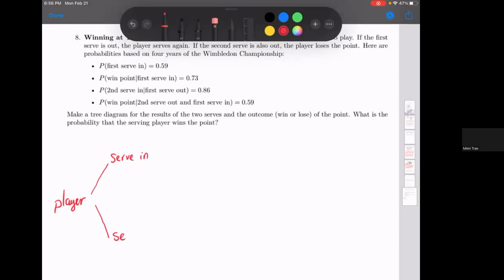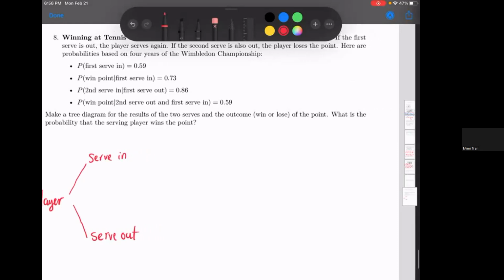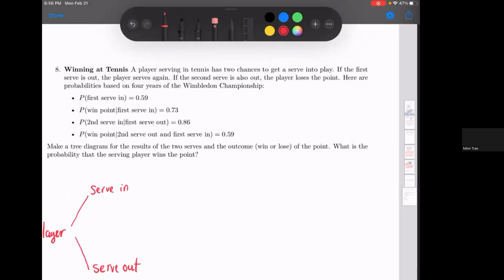Again, don't worry about the probability. Worry about the branches first. If I serve in, what happened if I serve in? Either I win a point or I lose a point, right?